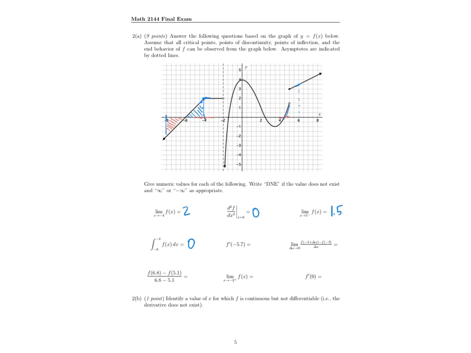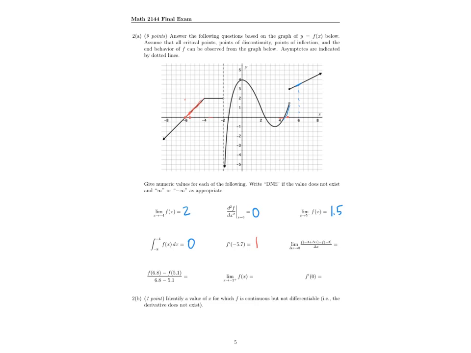Then f prime of -5.7. So if I look at f at -5.7, that is here somewhere, and I want to look at the derivative there, so that's just going to be the slope there. So I can just compute the slope of this line. If I go from here to here, the rise is 2 and the run is 2, so the slope is 2/2, which is 1. I'm just looking at the slope of this line here.